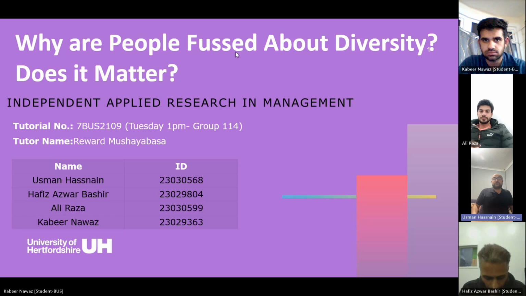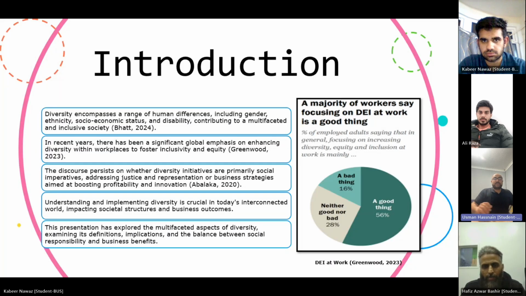The topic of presentation is why are people worried about diversity? Does it matter? Going to the introduction starts the topic of diversity, equity, and inclusion, commonly referred to as DEI or EDI within a workplace. We begin by highlighting that diversity covers a broad range of human differences, including gender, ethnicity, socioeconomic status, disability, and other things that actually contribute to the workplace, giving us a multifaceted and inclusive society.